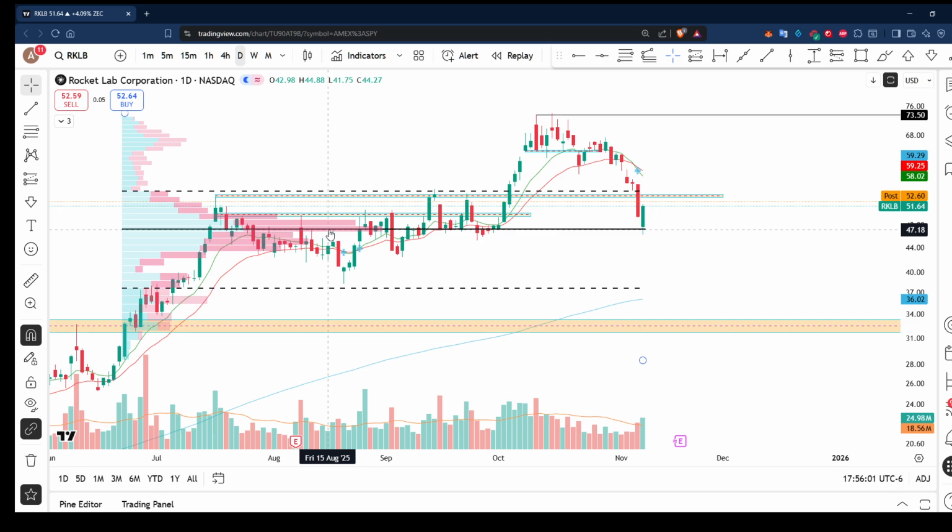To give an explanation first of how to read this chart, the blue is going to be your total bids. The red is going to be the total asks, so buy and sell orders. This black line over here in the middle is your POC, not person of color.